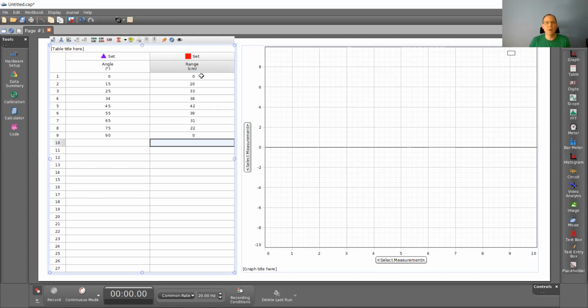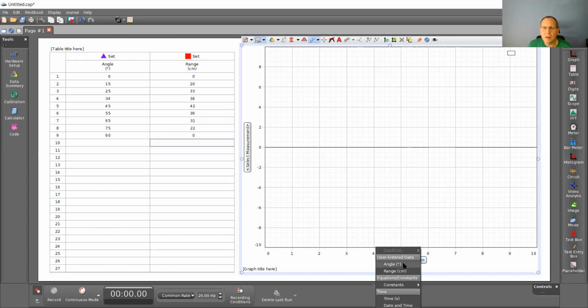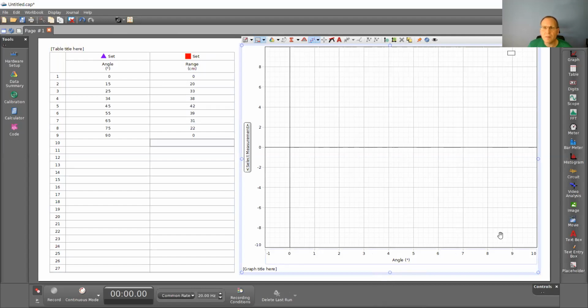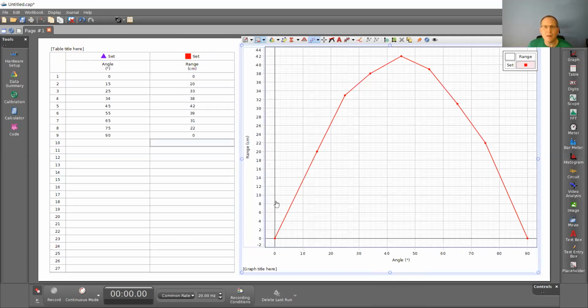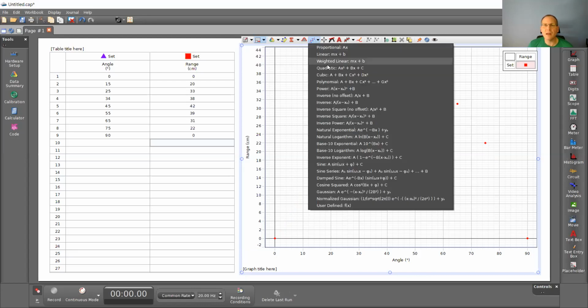Okay, so on the x-axis, I'm going to choose angle. On the y, I'm going to choose range. It kind of looks like a sine wave, or part of a sine wave, so that's good. Let's get rid of this line connection. So remember, you hover over a data point, right-click, and uncheck show connecting lines. And then for the fit here, what you want to do is a sine fit. So click on the fits, and choose this one, sine.